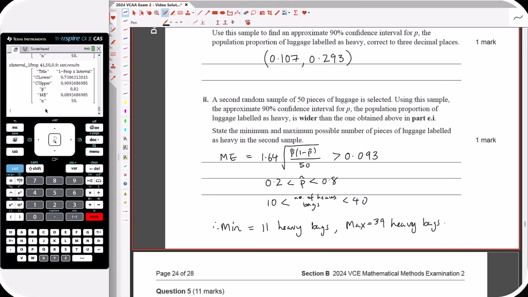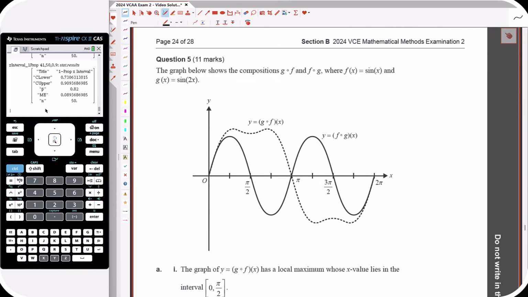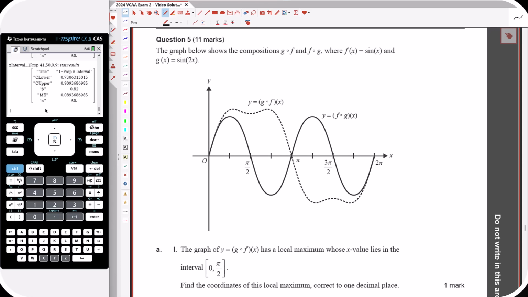Yeah, 0.89. Okay, question 4. The graph below shows the compositions of g of f and f of g, where f of x is sine x and g of x is sine 2x. Okay, so let's define some functions here. Let's define f of x equals sine x. Let's define g of x equals sine 2x.